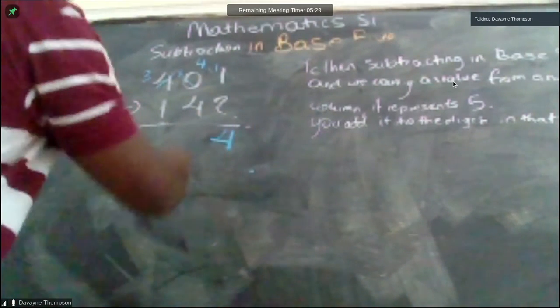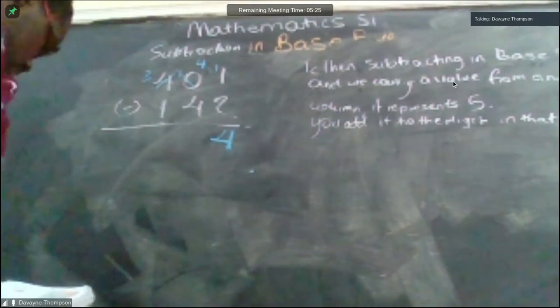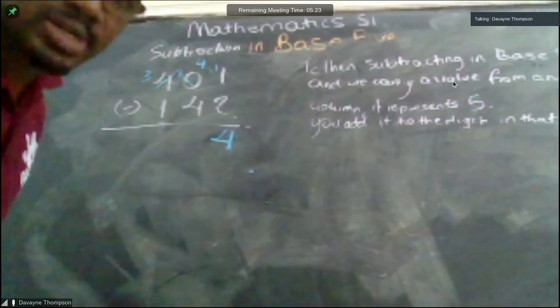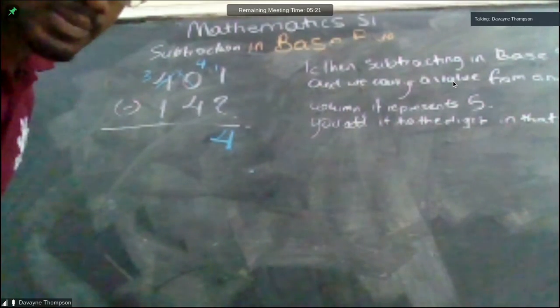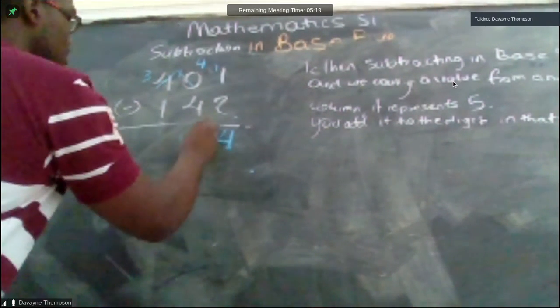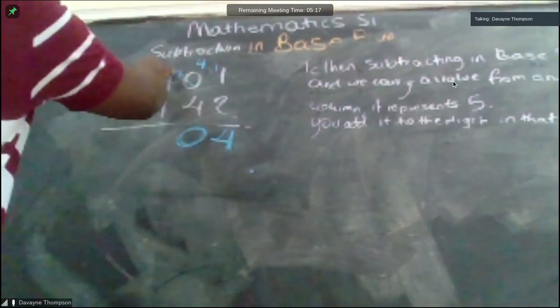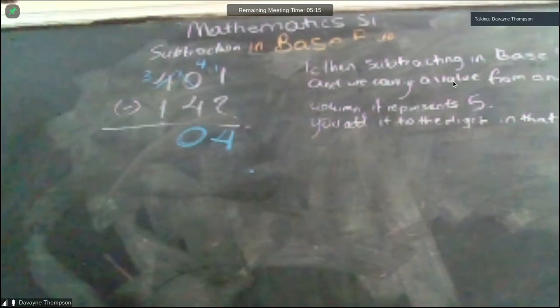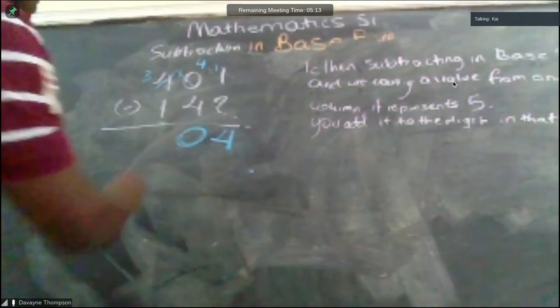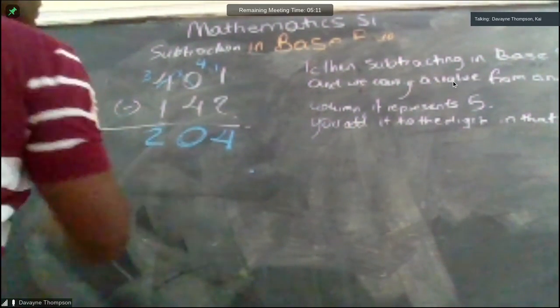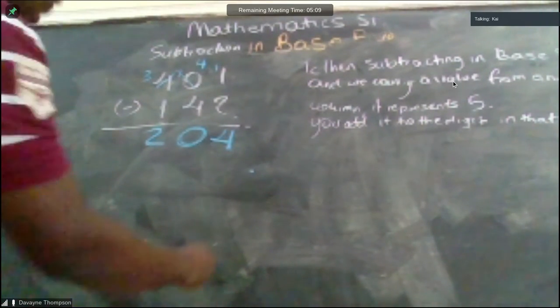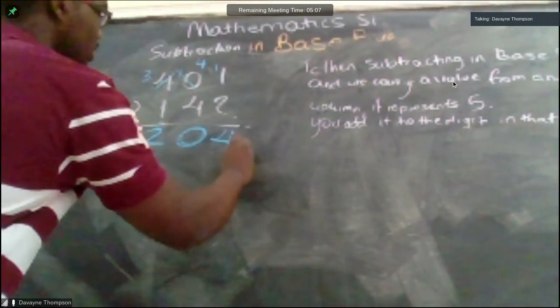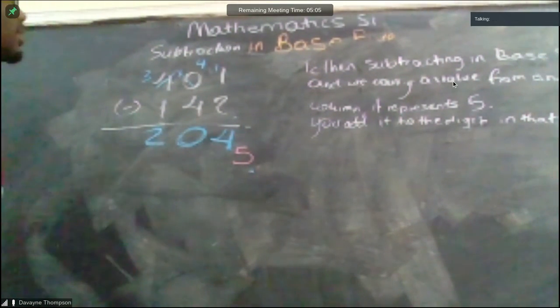Let's go to the next column. We have 4 minus 4. What's 4 minus 4, Kai? 0, sir. 0. And in the last column, we have 3 minus 1. What's 3 minus 1? 2, sir. 2. Isn't that easy? 4 base 5. Exactly. Let's put that base 5 right here. Easy, everybody?